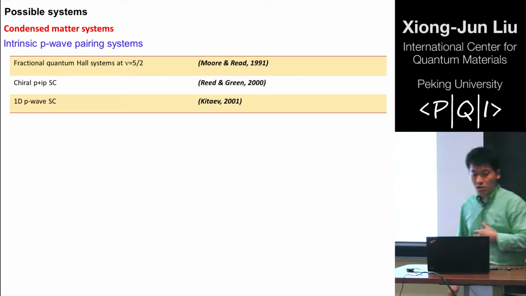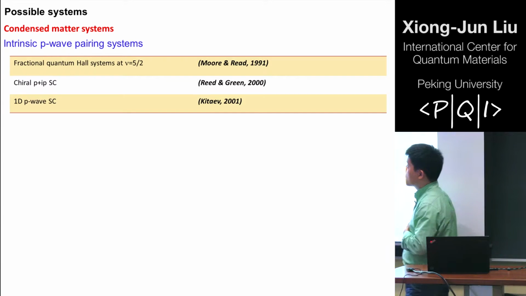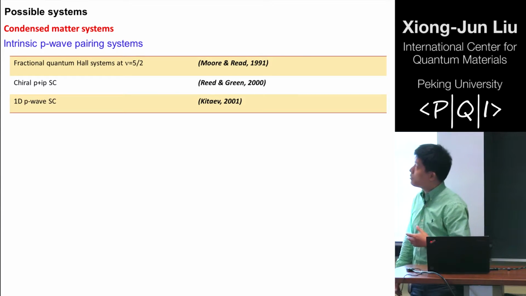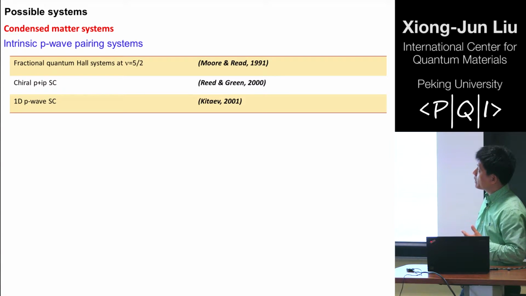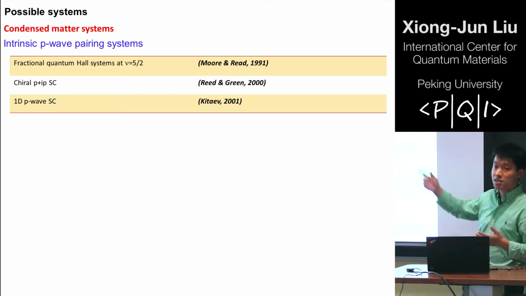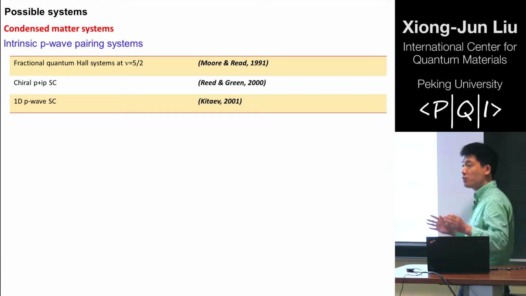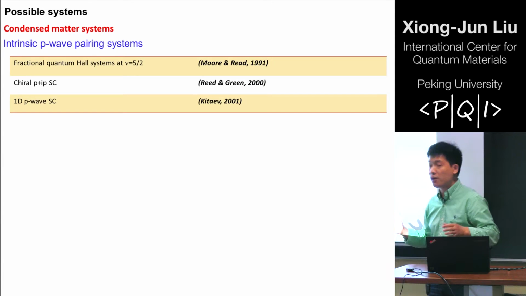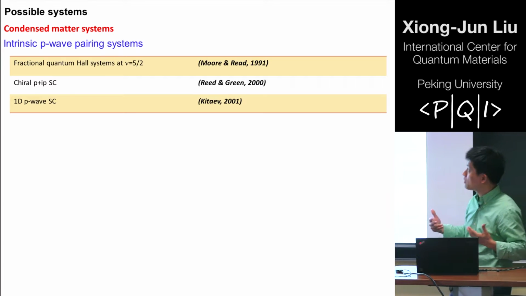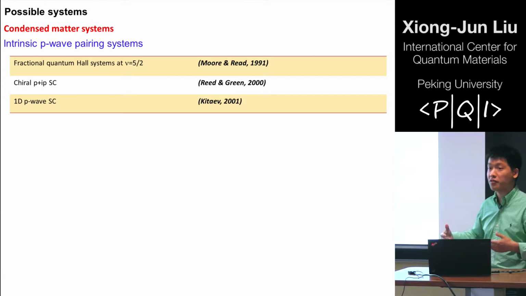So far, there are many different kinds of systems predicted in theory which can support Majorana fermions. Actually, the first example is the fractional quantum Hall state with filling factor 5/2. For this system, you have many different possible ground states. For the Pfaffian state, you can have the non-abelian phase, and the quasi-particle will be a Majorana fermion.